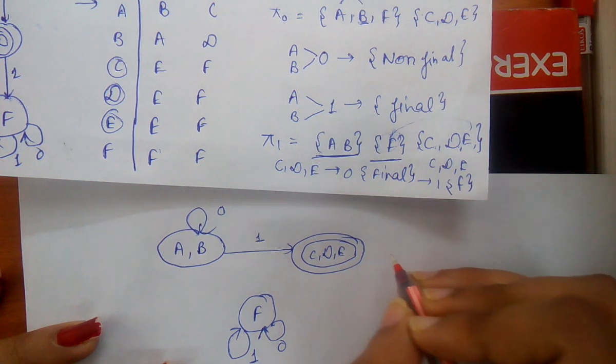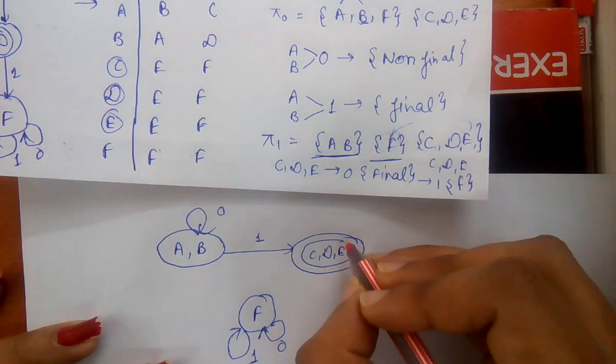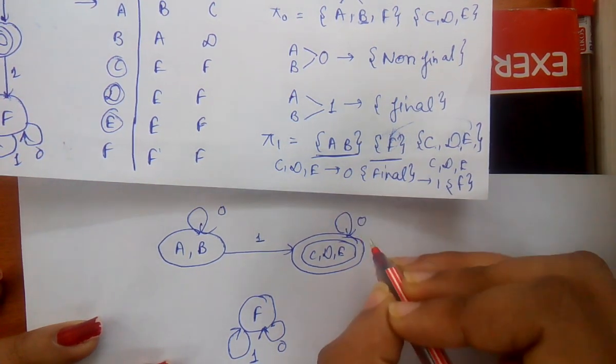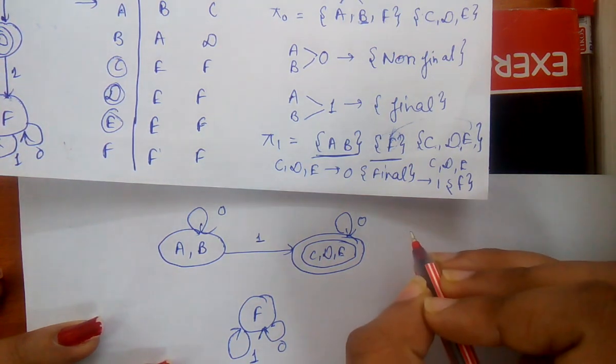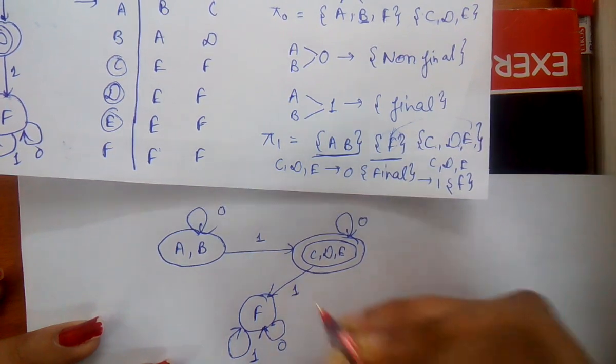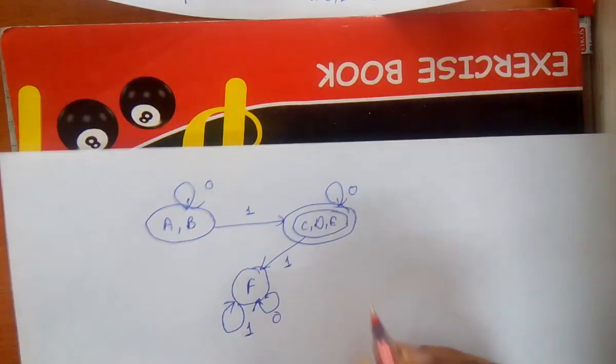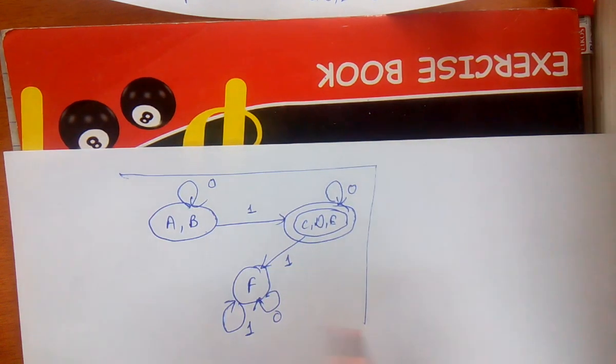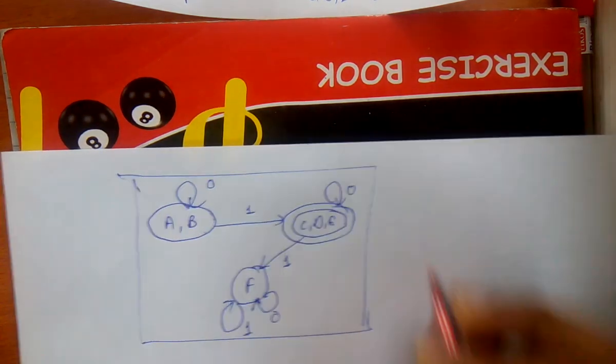Now for C, D and E, on 0 it is going to the final state, and CDE on 1 is going to F. So this is the final minimized DFA which we are getting.